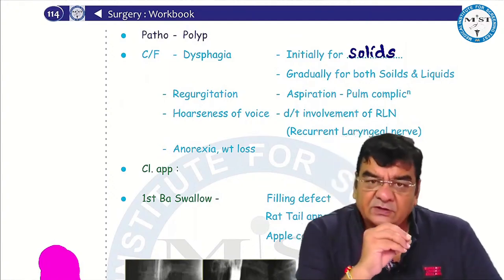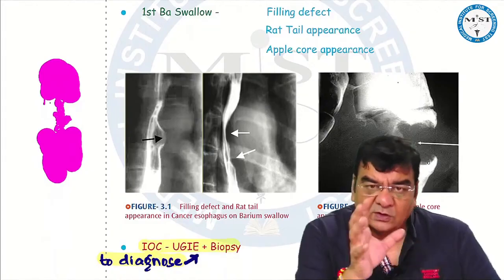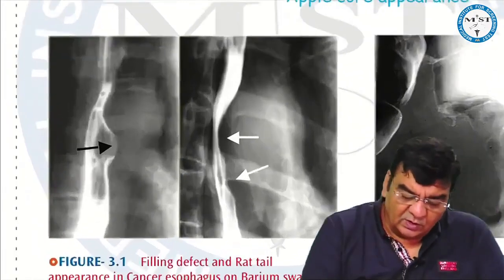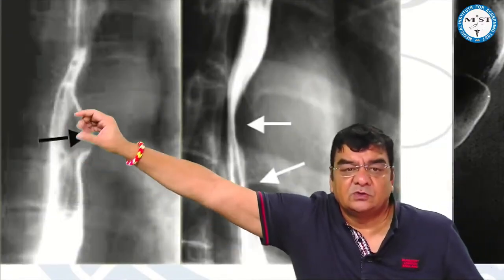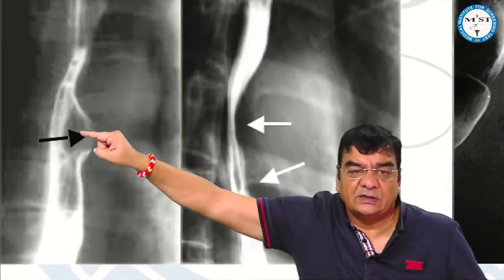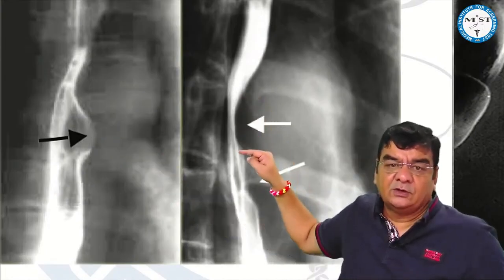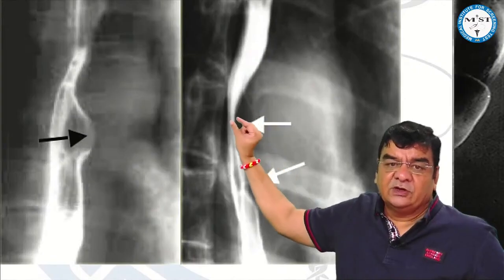Now, in this dysphagia patient, we can go for a barium swallow initially if we are not suspecting esophageal cancer. And on barium swallow, we can find a filling defect because here would be the tumor. So the contrast will not be going inside the tumor. So contrast is flowing through the side of the tumor, right? And this is a filling defect. This is the rat tail appearance.